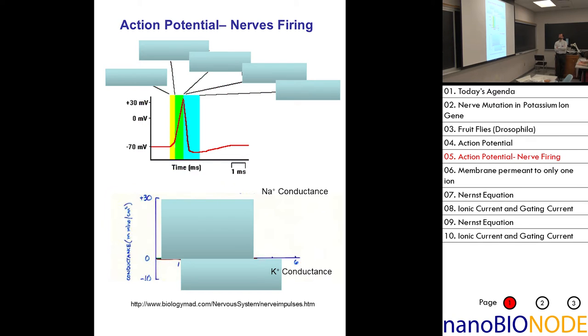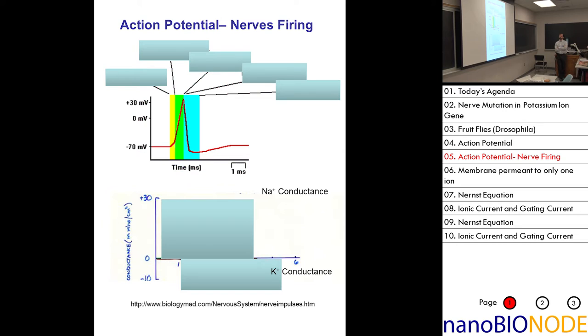So here we see that the voltage starts dropping down. So basically what happens is that the sodium channels close and potassium channels start to open. And then we're returning back to the membrane potential.